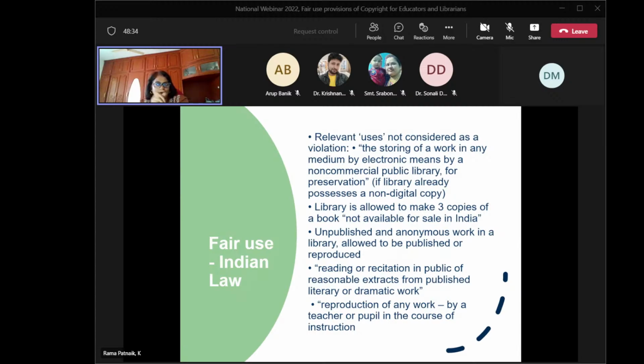I'll also come to the definition of distribution, what actually constitutes distribution, because when you're using copyrighted content for classroom distribution, we have a lot of mechanisms. It is not just taking a printout and distributing it in the classroom. With technology enabling distribution to reach beyond physical boundaries, the connotation of distribution in terms of copyright has also changed. And then again, whether unpublished work and anonymous work is also allowed or not. I think that also is allowed.